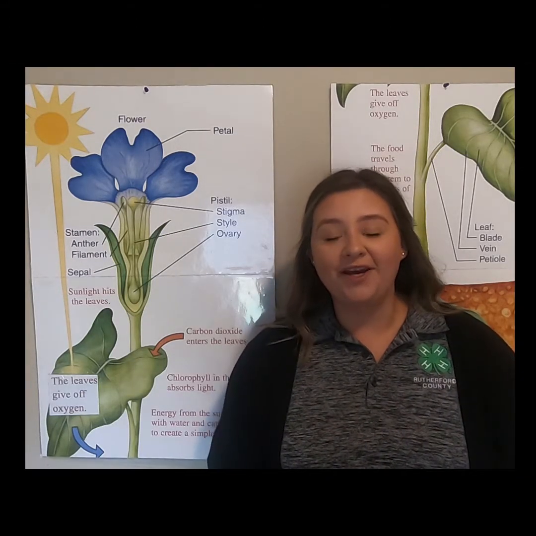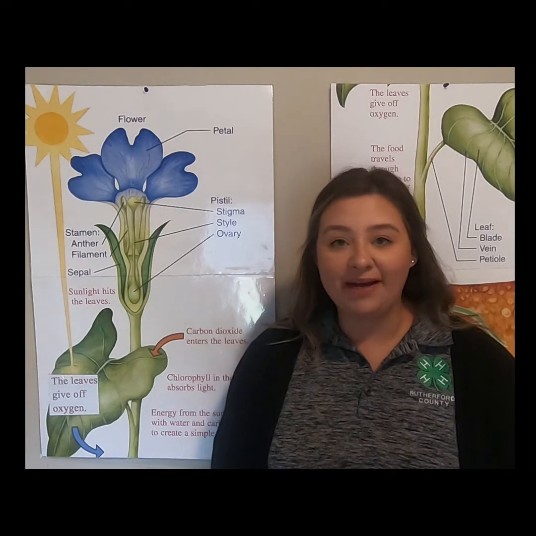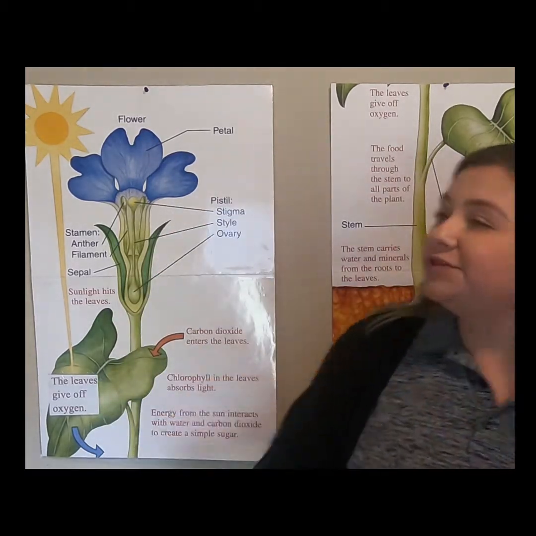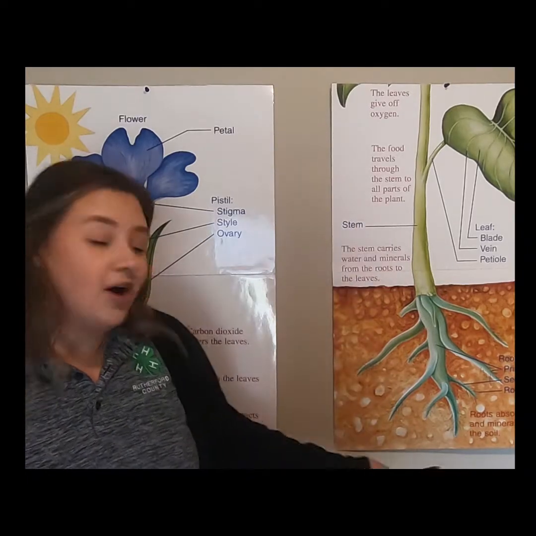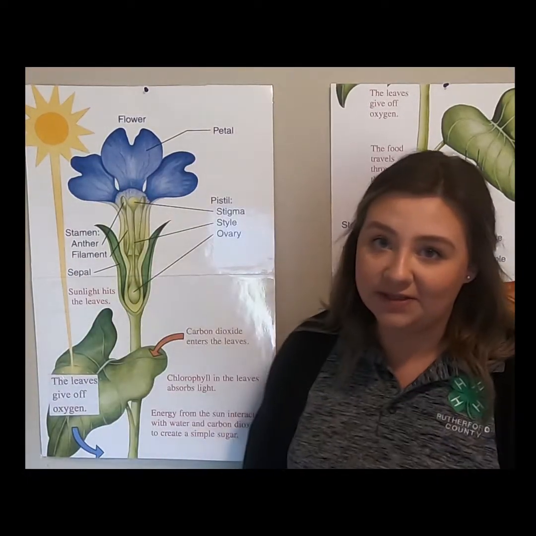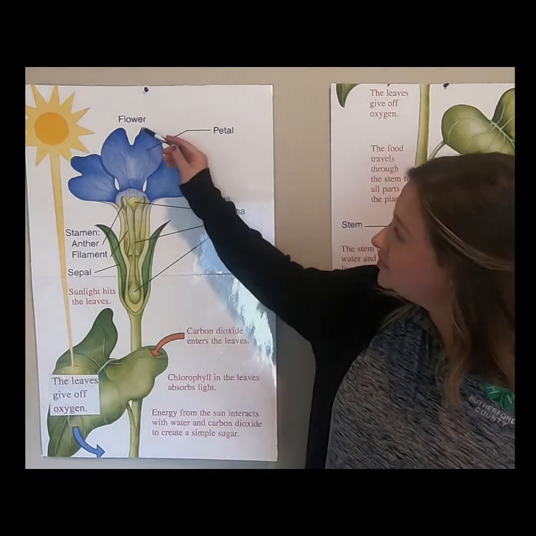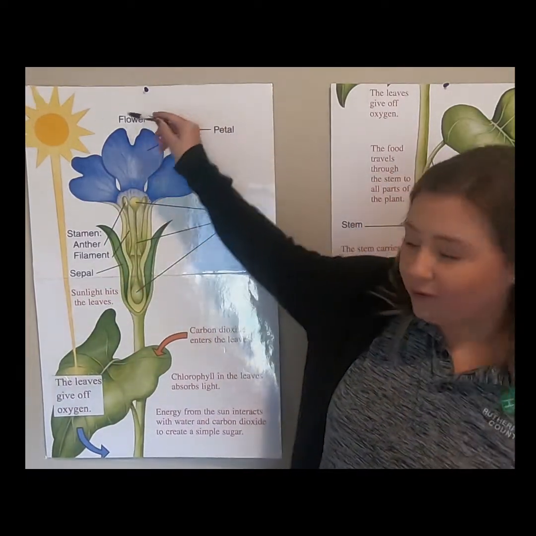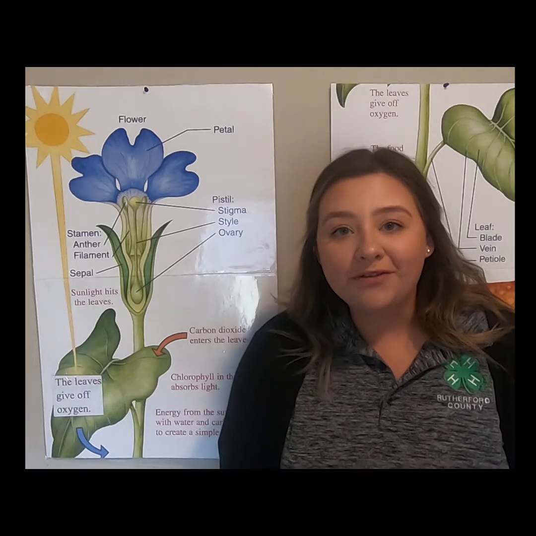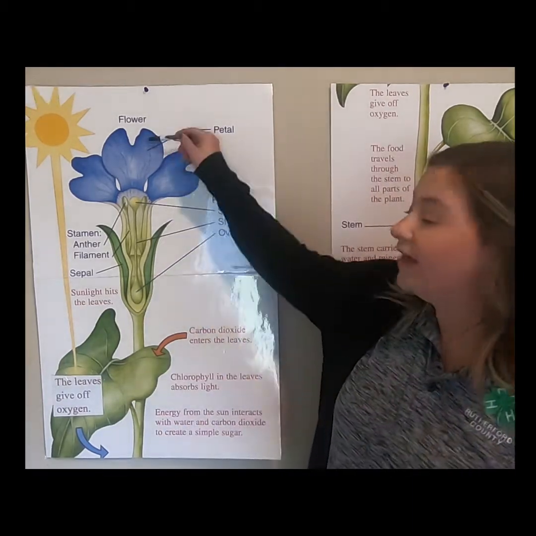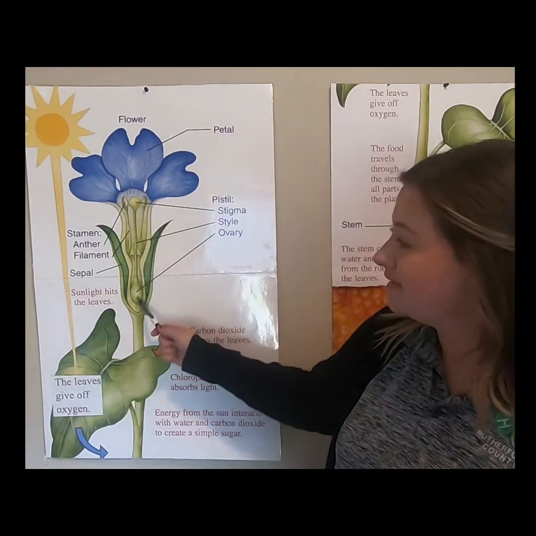All right everyone, we're going to go ahead and start off today by talking about the parts of a plant. I've got a couple of posters here that I'm going to be talking you guys through, but we're going to be using this one first. So first things first, here we have a flower. Now you are all familiar with what a flower is, and this is just what the flower would look like if you were to cut it in half so that you can see all of the stuff that's on the inside.